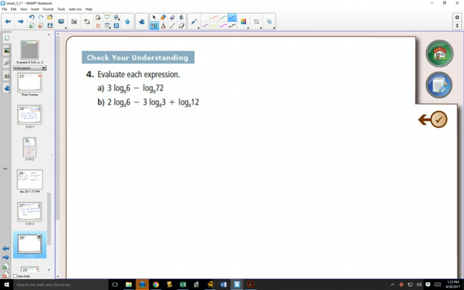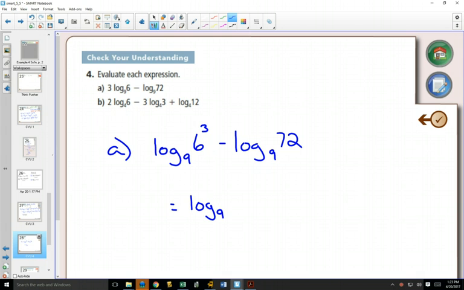So I'm going to try to simplify this expression. Well, I'm subtracting, but I have a number out in front. So I have log 9 of 6 cubed minus log 9 of 72. Now I have a log minus a log, so I can use my quotient law, and this is going to be equal to log 9 of, and notice that I'm not going to write 216 here. I could. If I wanted to do the mental math, 6 to the power 3, I'd go to my powers chart. 6 to the power 3 is 216. I could write that there.